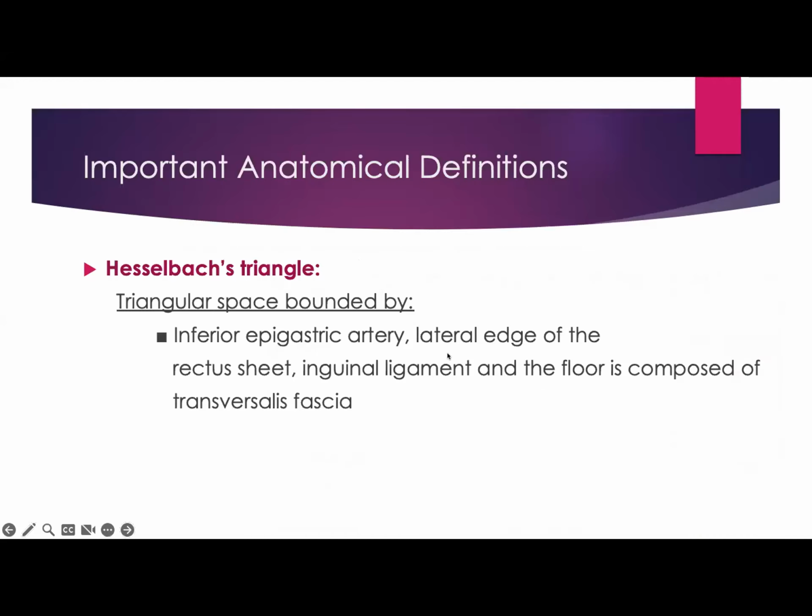All right. So going back to this, yeah, great. And the floor of that triangle is composed of the transversalis fascia. So as we said about the cause of the direct inguinal hernia, it's going to be a weakness through the transversalis fascia, and then it can go directly into the Hesselbach triangle. Okay.